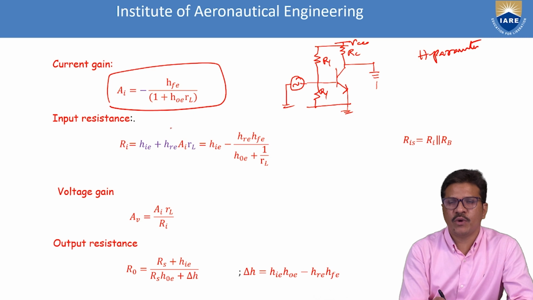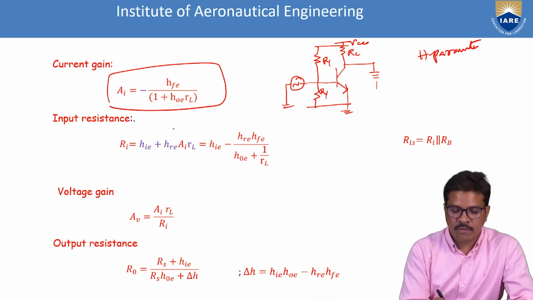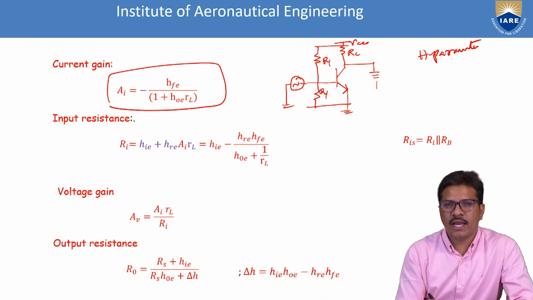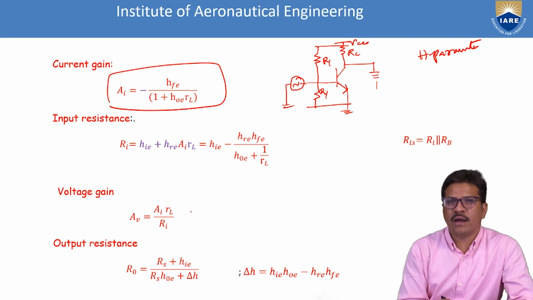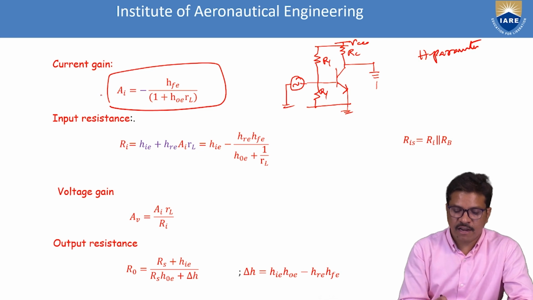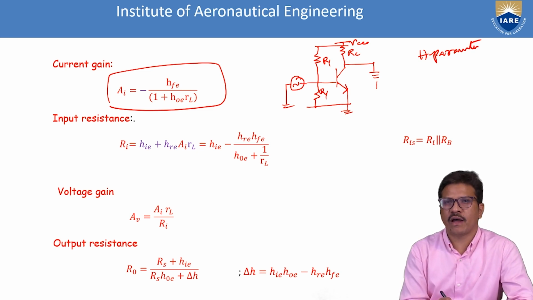by 1 plus HOE into RL. What does it mean? HFE is the current gain of the transistor H parameter, and in the denominator, 1 plus HOE into RL, the output admittance into RL. So this is the current gain formula. These four formulas are helpful to analyze that particular amplifier.